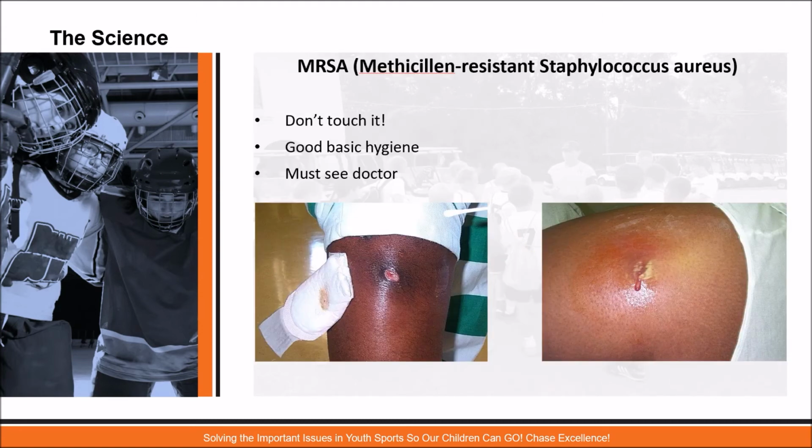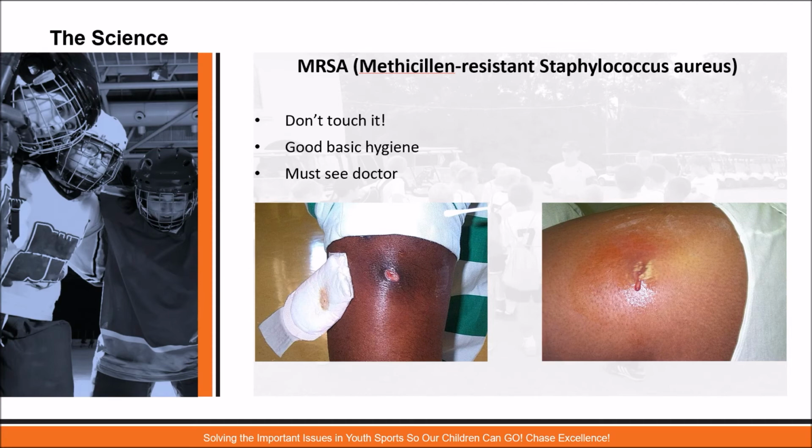MRSA, or methicillin-resistant Staphylococcus aureus. You don't need to remember this. You don't need to become a dermatologist. You just need to know it's an ugly, oozing skin condition that you probably don't want to touch. Good basic hygiene will take care of this if good basic hygiene is always practiced.